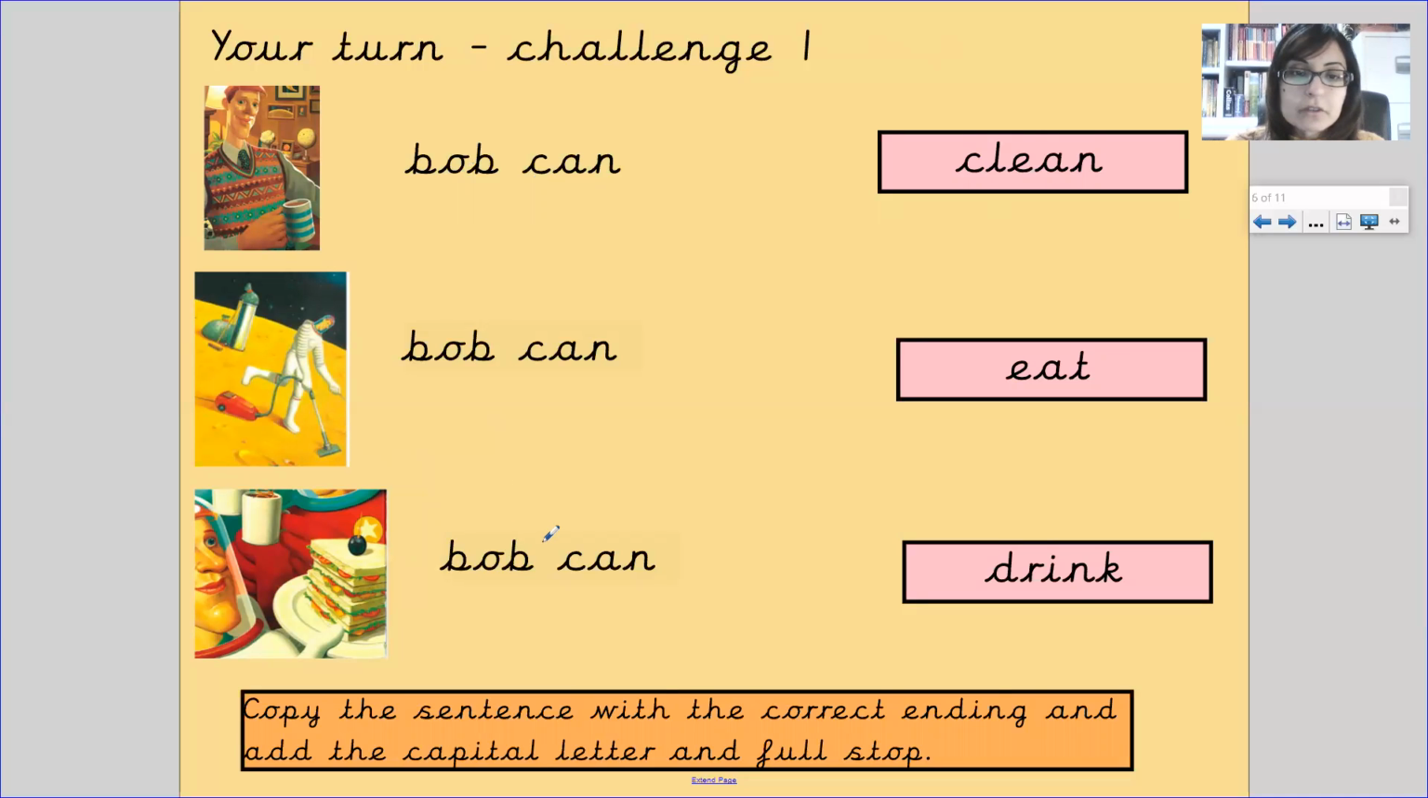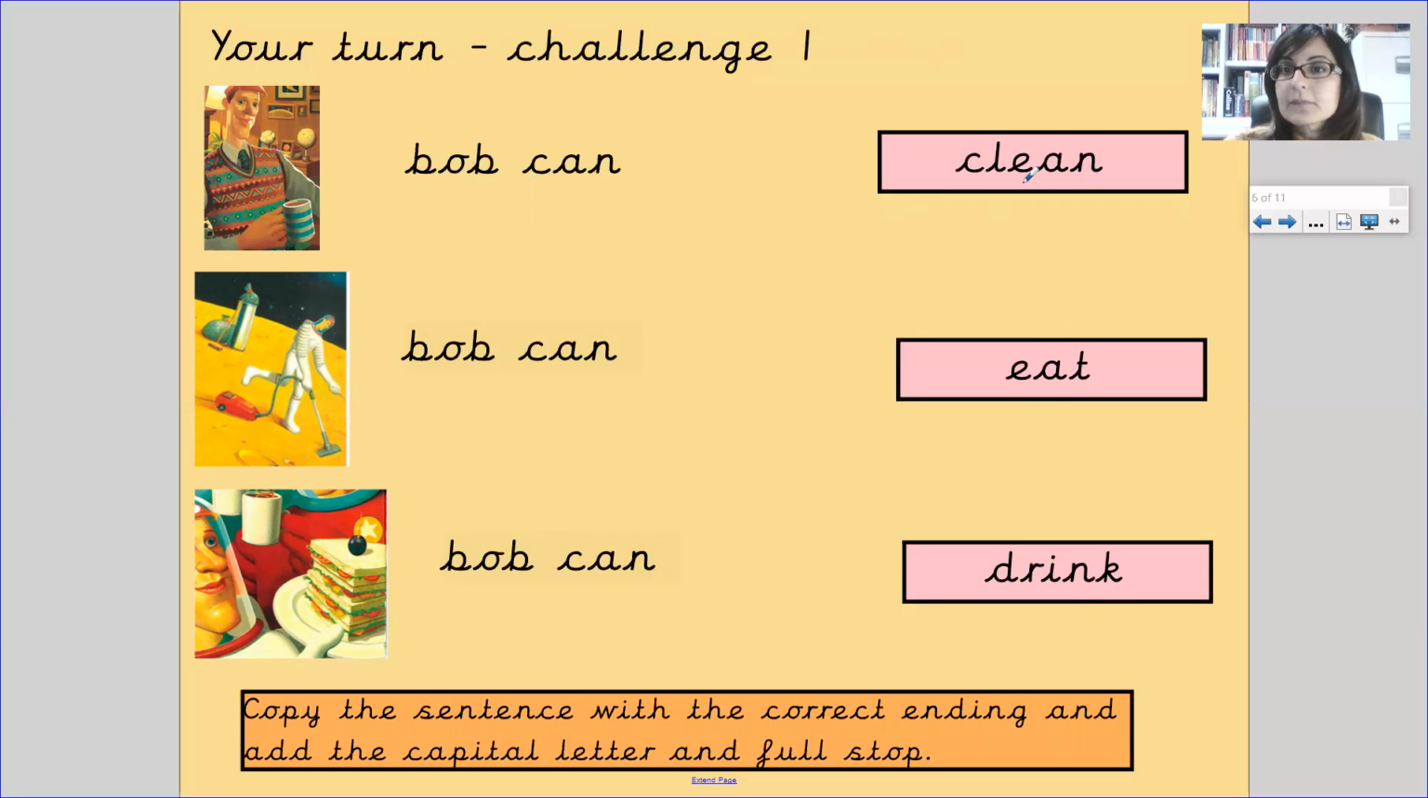What can Bob do? We look on the other side, we have 3 options. Bob can clean, Bob can eat, and Bob can drink. We'd like you to match up the sentences. So looking at the first picture, what is Bob doing?